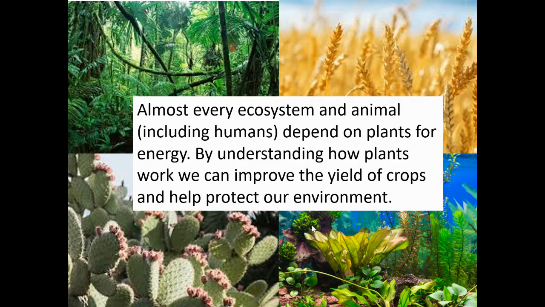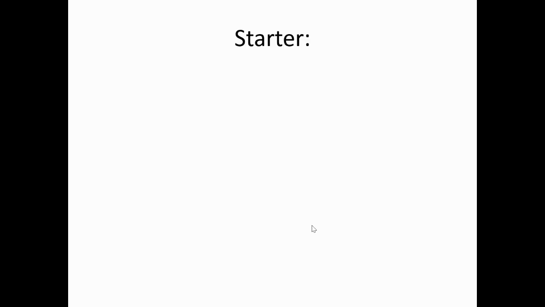Okay, you'll see this slide come up again and again, and it's just saying why are we learning this. Almost every ecosystem and animal, including humans, depends on plants for energy. By understanding how plants work, we can improve the yield of crops and help protect our environments.